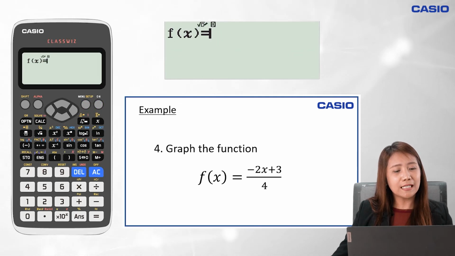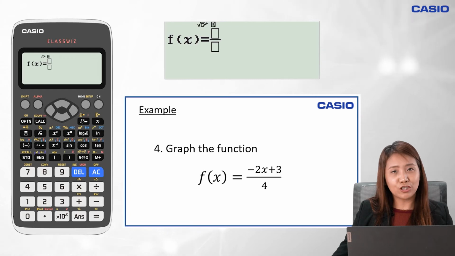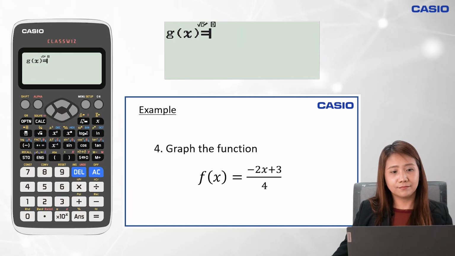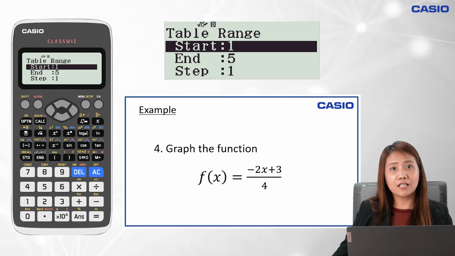So first, let's key in the fraction key. We input the numerator, that is negative 2x plus 3. Then arrow down. For the denominator, let's key in 4. Let's press equal sign twice. And it will direct us to the table range.